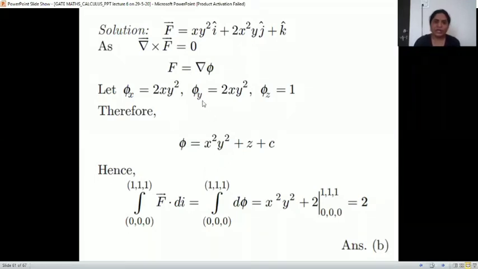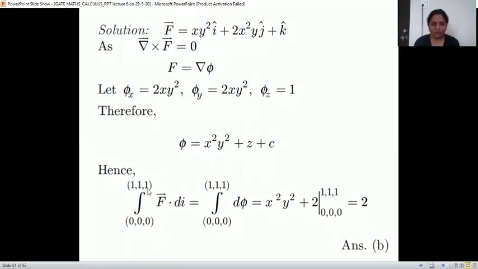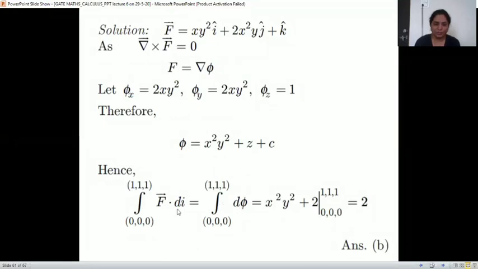Therefore, phi is equal to, now we have to integrate it. What do we have to integrate? Phi is the integration of f bar dot dr bar. And if we integrate it, we get x square y square plus z plus c. Then from 0, 0, 0 to 1, 1, 1, f bar dot dr bar is nothing but d phi. That is simply the integration of d phi, which is phi. Phi is x square y square, the integration of this term. You can check.